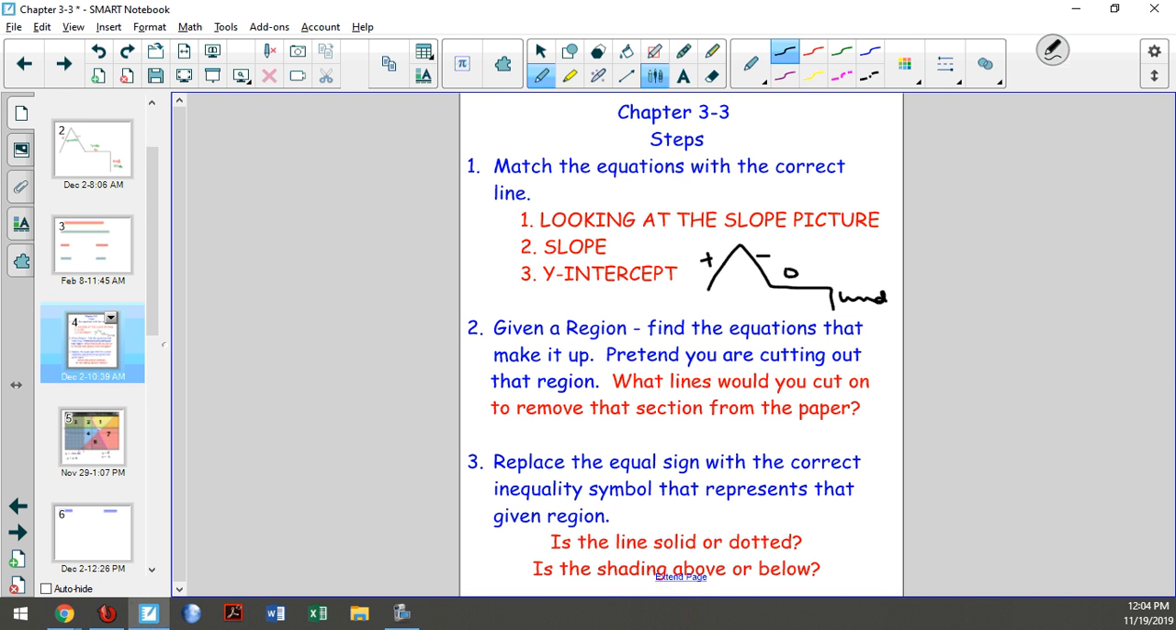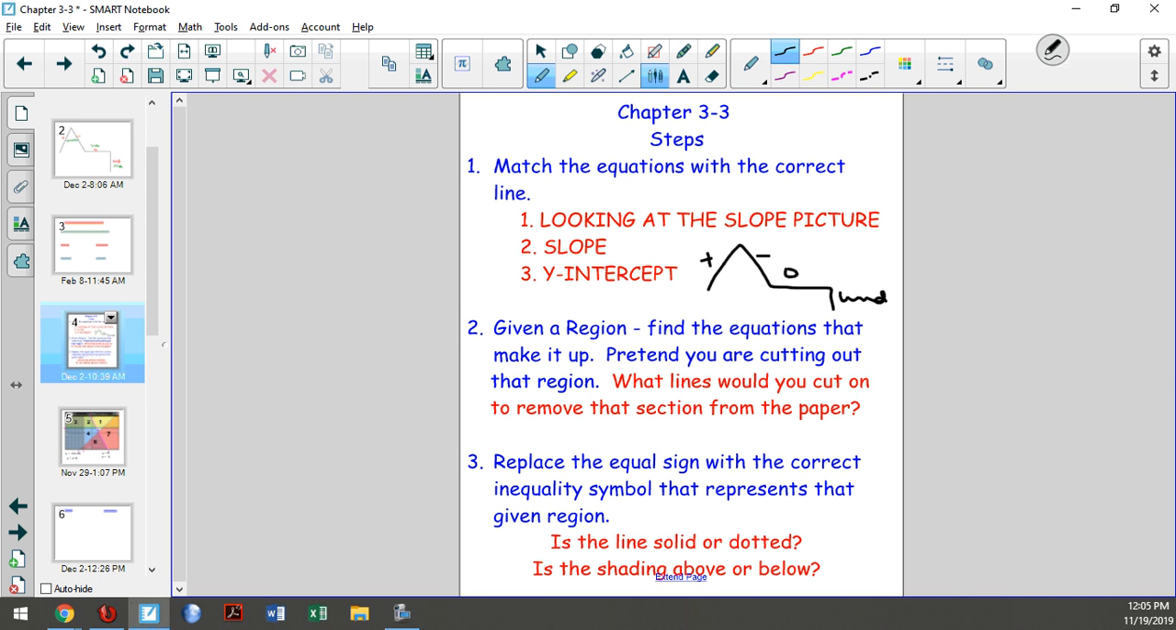Then, number 2, I want you to pretend that you have a piece of scissors in your hand. A piece of scissors? That doesn't make sense. A pair of scissors in your hand. And I want you to pretend that you are physically cutting out a specific region. Do we all understand what I just said? Okay? And the question I ask you is, what line or lines would you cut on to cut out the region that I am talking about on the paper?